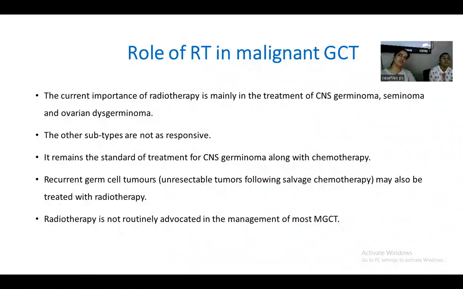Now, coming to the role of radiotherapy in malignant GCT, as per routine guidelines, there is no advised role of radiotherapy in most of the malignant GCT. The GCTs where radiotherapy has a potential role include the CNS germinomas, seminomas, and the ovarian dysgerminomas, and the recurrent germ cell tumors, which are unresectable following the salvage chemotherapy, can also be treated by radiotherapy.